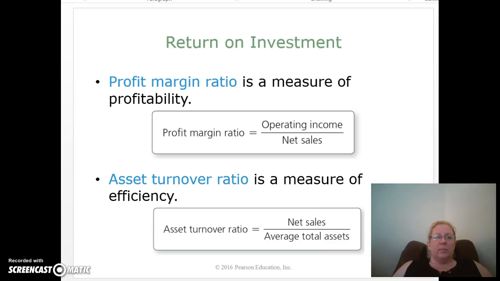ROI has one major drawback: evaluating divisions' managers solely on ROI gives them an incentive to adopt only projects that will maintain or increase their current ROI.